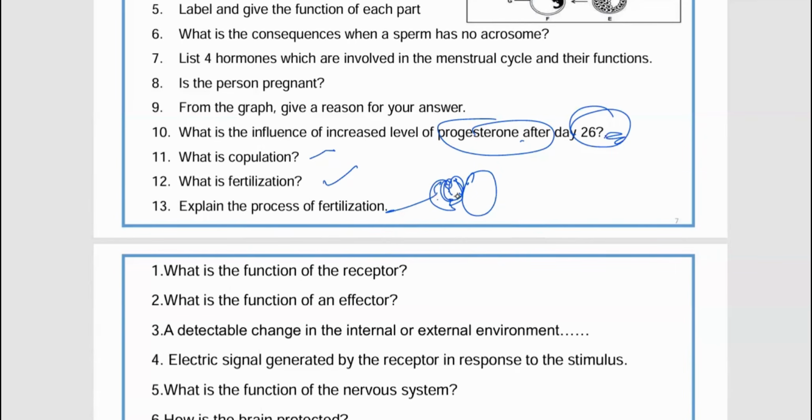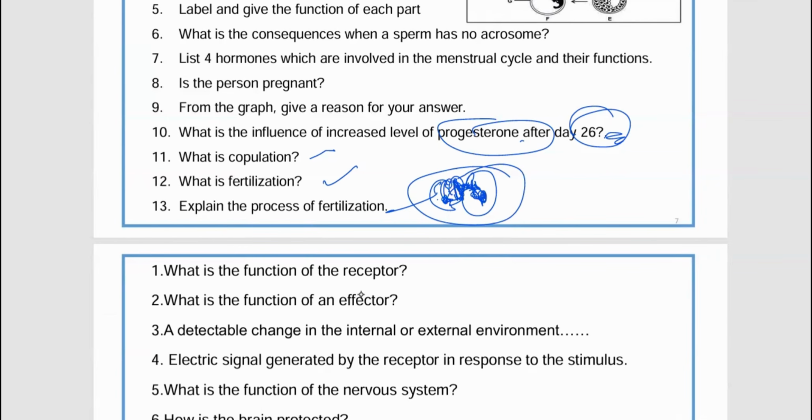Let me just say it like that. When this acrosome releases the enzyme, it will eat this, and then the ovum will be open. So the nucleus of the sperm will fuse with the nucleus of the ovum, and then fertilization will take place. So that is the process of fertilization.